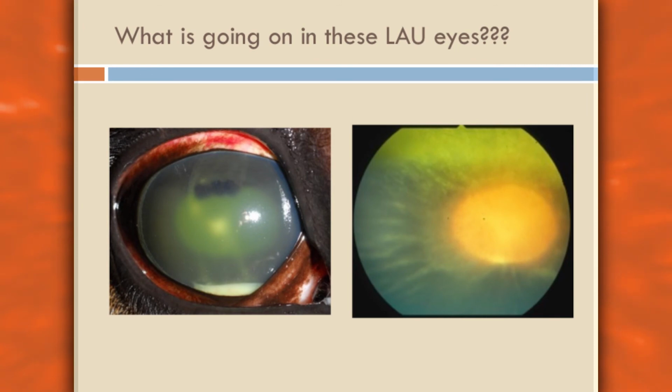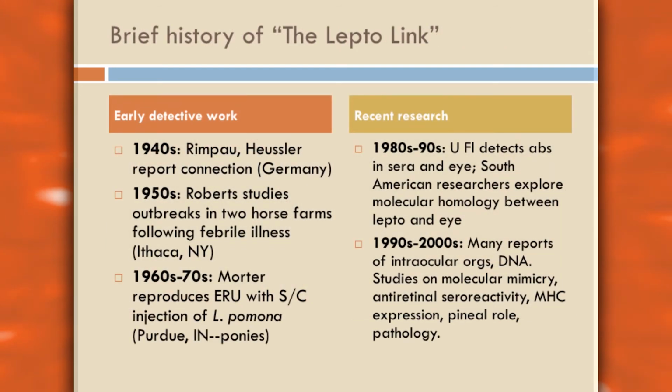So what's going on in these LAU eyes? This is what they look like on the outside. If you ever see one of these, this is a very classical lepto case. It tends to produce these radiating streaks that look like a sun inside. Not all of them, but some of them do. This is where it gets a little complicated.